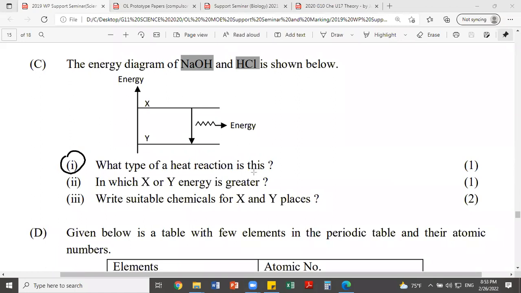Exothermic. Exothermic reaction. Yeah, very good. Okay, all of you are correct. Please check with your answers. An exothermic reaction.